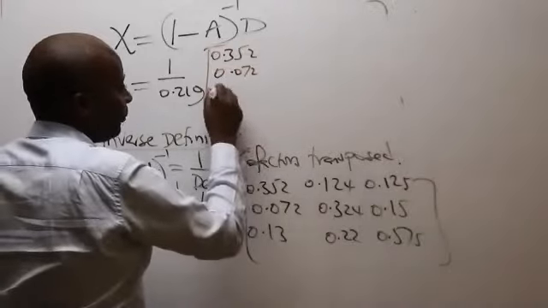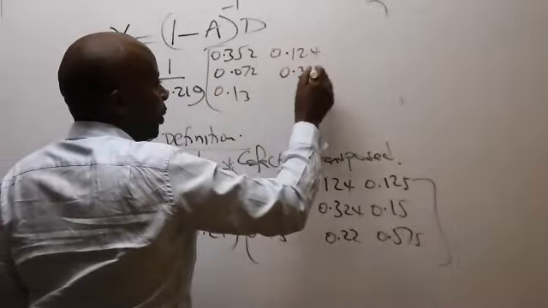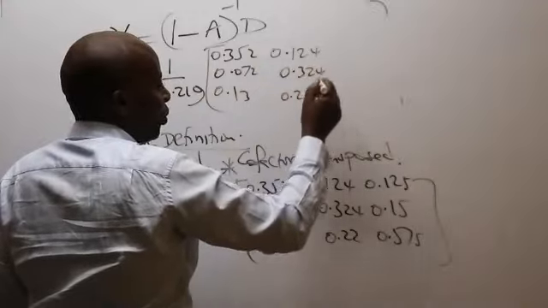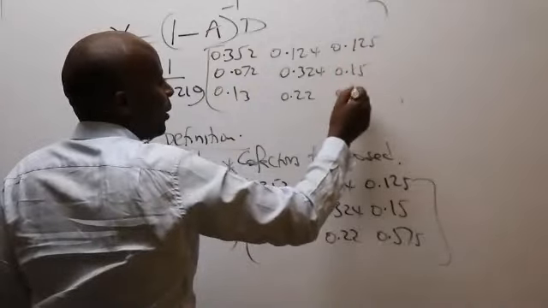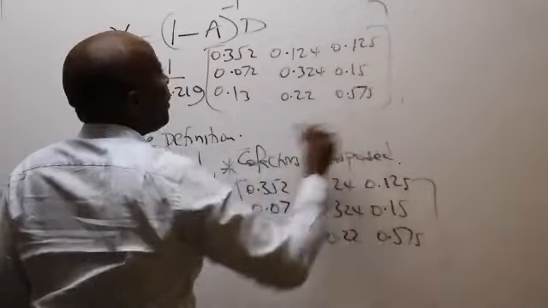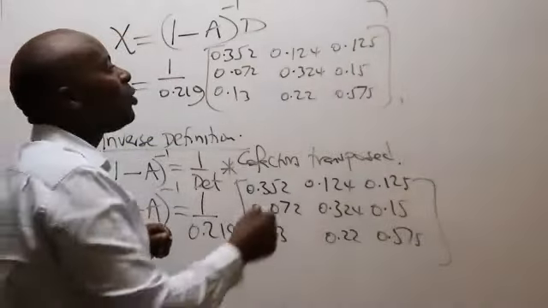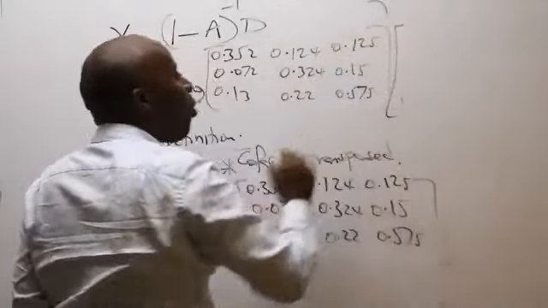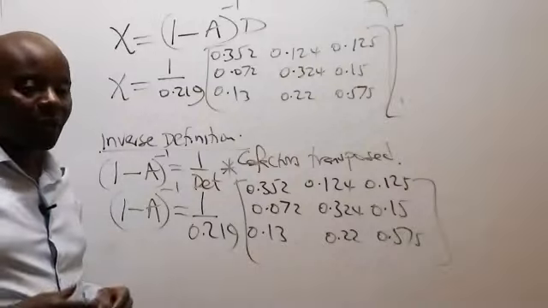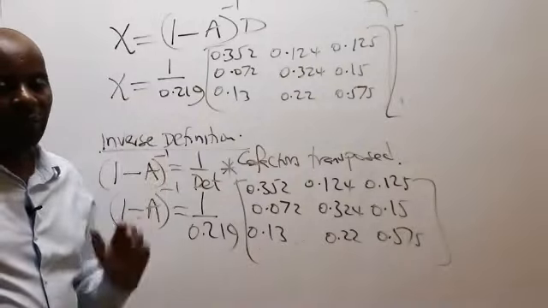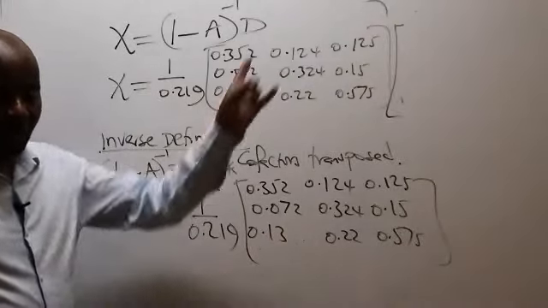Then we have 0.124, 0.324, 0.22. We have 0.125, 0.15, 0.575. So this is our (I minus A) inverse multiplied by our matrix D, the one that we gave you when we started the question, which you don't have now on the board. I deleted mine long time ago. So I would expect a good student to come and give me this matrix D.